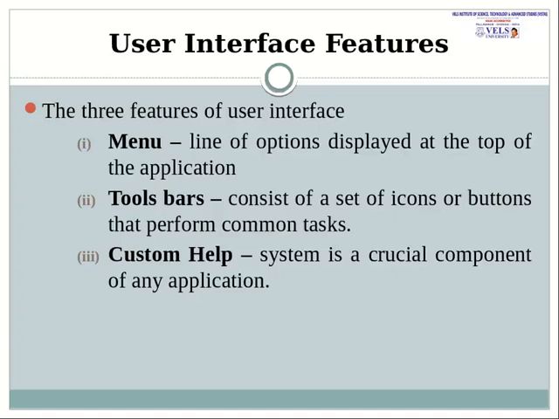A toolbar consists of a set of icons and buttons that perform command tasks. For example, if you want a submit button, it is created, or a set of different kinds of icons are placed in a toolbar. And custom help is a crucial component of any application.